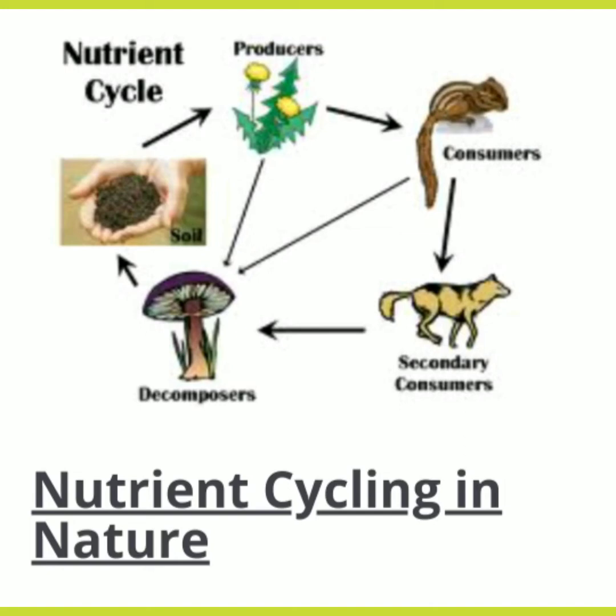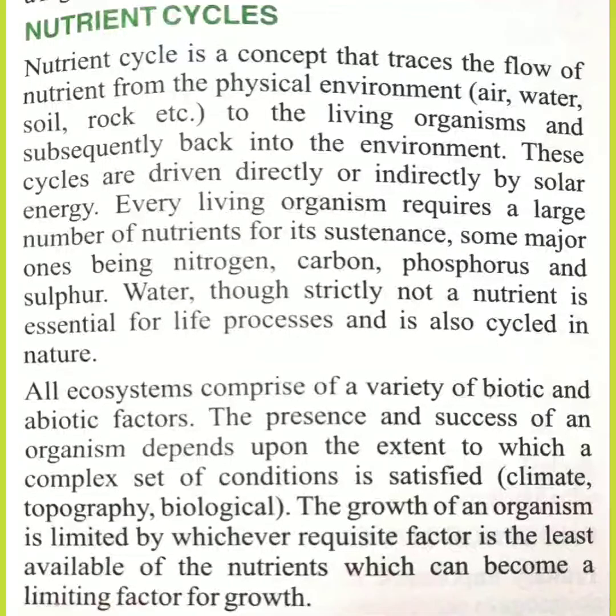Good morning, students. So, today we are going to start with nutrient cycles. So, what do we understand by nutrient? See, every living organism on this earth requires a large number of nutrients for sustaining their life. Some major nutrients are nitrogen, carbon, phosphorus, sulfur, etc., which are required by living organisms for various life processes, and these nutrients just move around between living and non-living components, and this is what is called nutrient cycle.